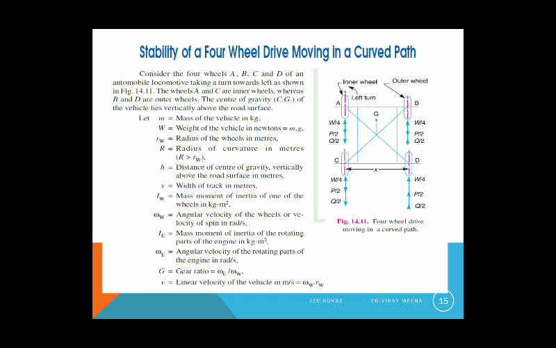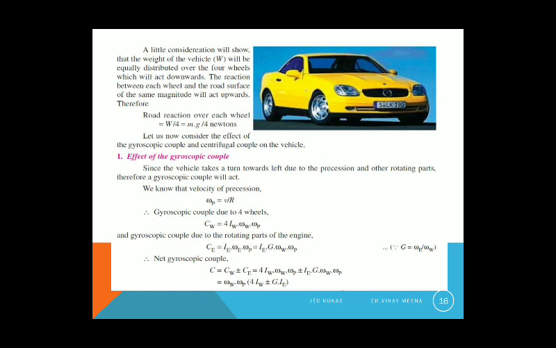Stability of a four-wheel drive moving in a curved path. Road reaction over each wheel is W/4 = mg/4 newtons. Let us now consider the effect of the gyroscopic couple and centrifugal couple on the vehicle. Effect of gyroscopic couple: since the vehicle takes a turn towards left, due to precession of the rotating parts a gyroscopic couple will act. We know that the velocity of precession omega_P = v over r.